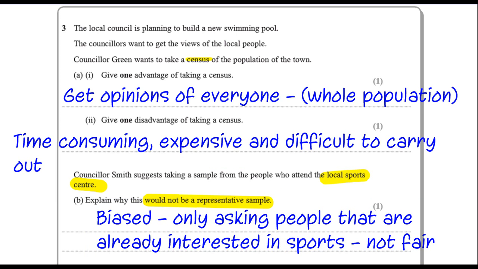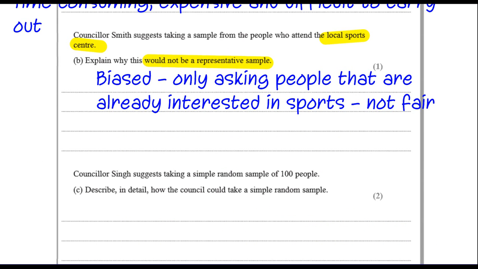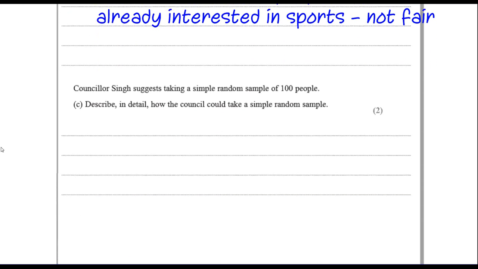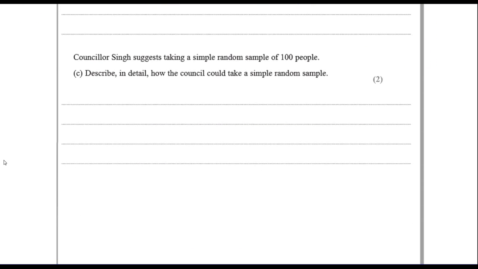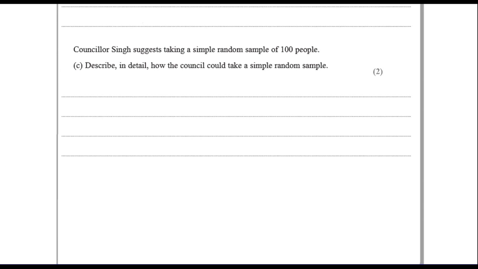Okay. Councillor Singh suggests taking a simple random sample of 100 people. Describe in detail how the council could take a simple random sample. Well, first off, they would need a list of everyone in their population. Okay, so that is what we call a sampling frame.